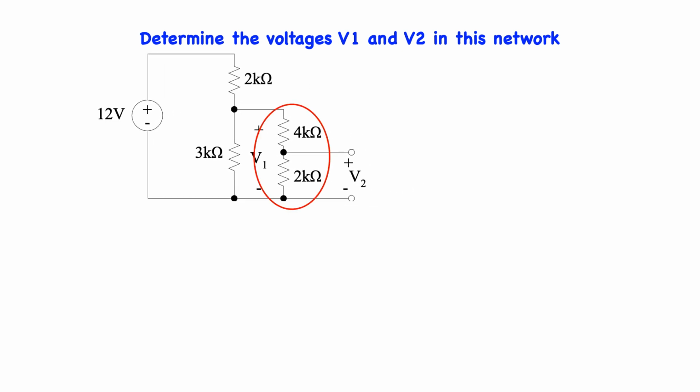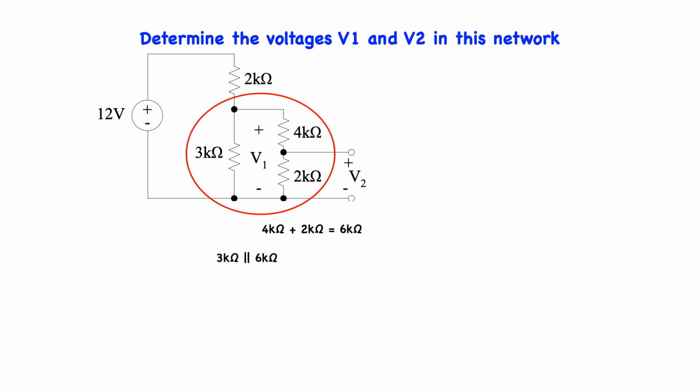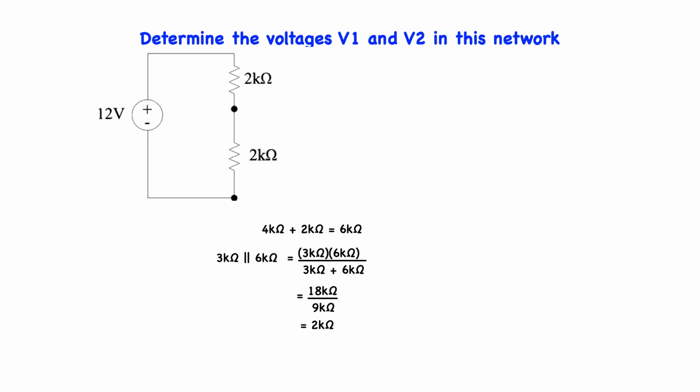This series combination gives us 6 kiloohms and 3 kiloohms in parallel with 6 kiloohms, which is given by 3 kiloohms times 6 kiloohms all over the quantity 3 kiloohms plus 6 kiloohms. This gives us 18 kiloohms over 9 kiloohms, or 2 kiloohms. We can redraw the circuit now to look like this. 2 kiloohms resistors in series.